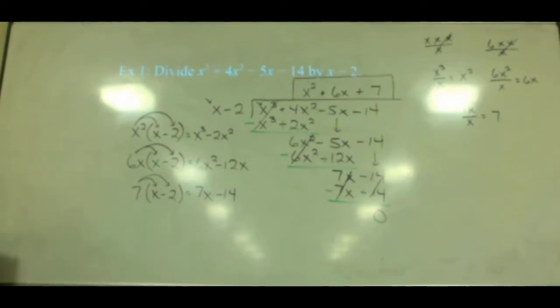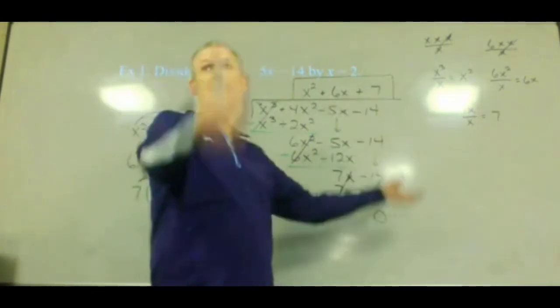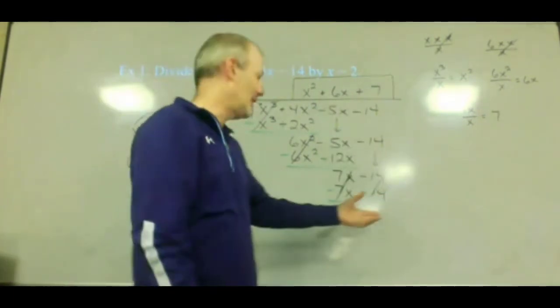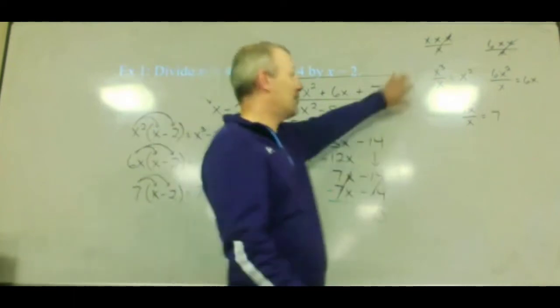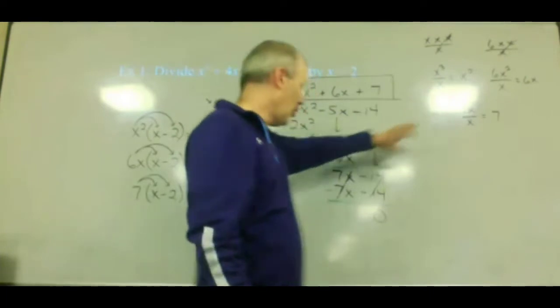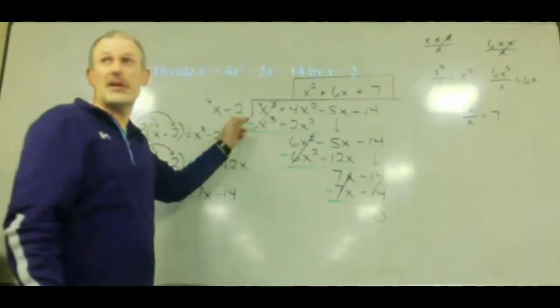So the question is, if this 14 and this 14 would not have canceled out and we had like a 3 there or whatever, something other than 0. What you would do then is you've got those two options. We could put remainder 3 at the end, or we could put plus 3 over x minus 2.